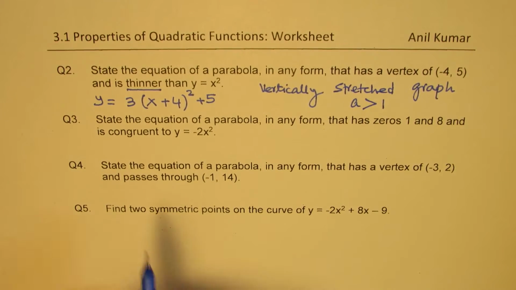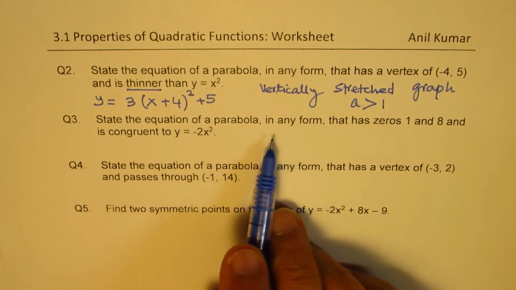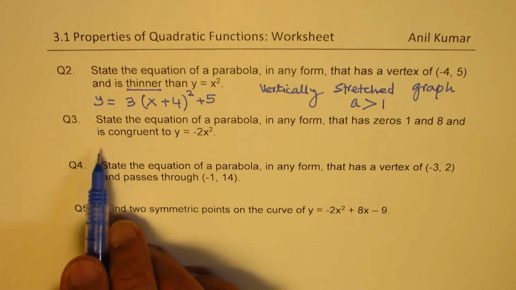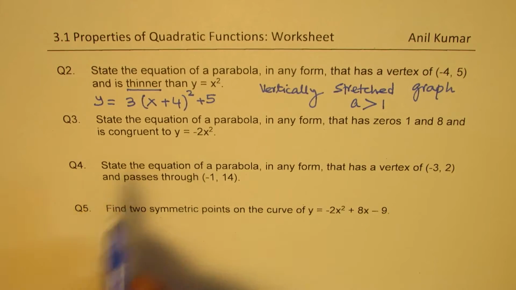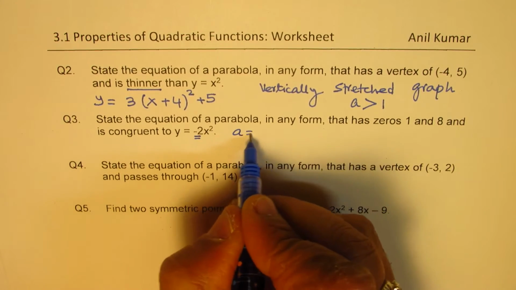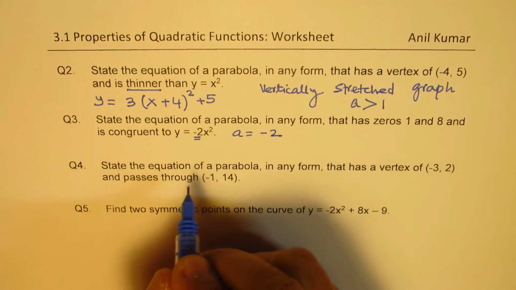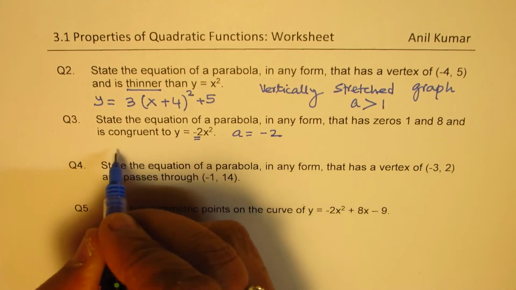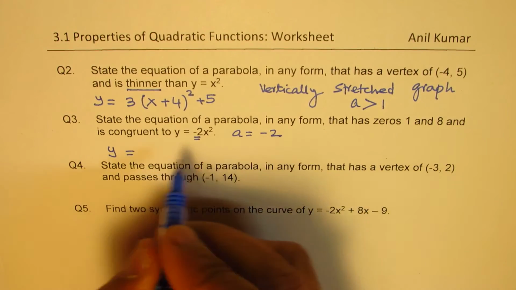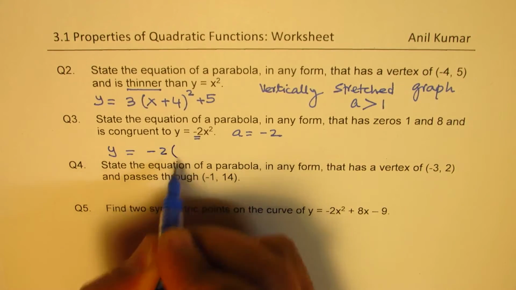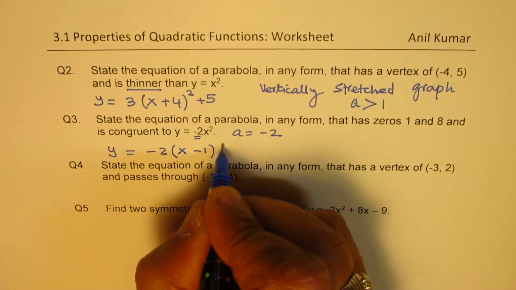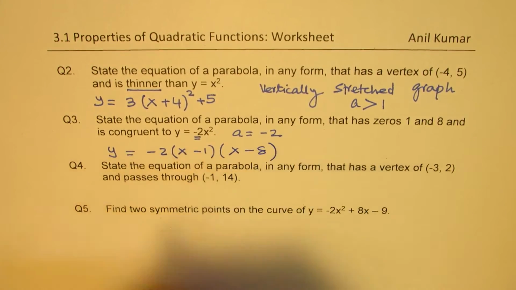Now, question number 3 is, state the equation of a parabola in any form that has zeros 1 and 8 and is congruent to minus 2x squared. So congruent to this means the value of a should be minus 2. Then they are congruent. We are given the zeros, so the best form is the intercept form, right? So a is minus 2 and the intercepts at 1 and 8. So we have (x minus 1) times (x minus 8).